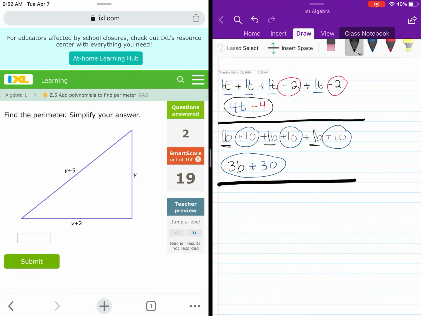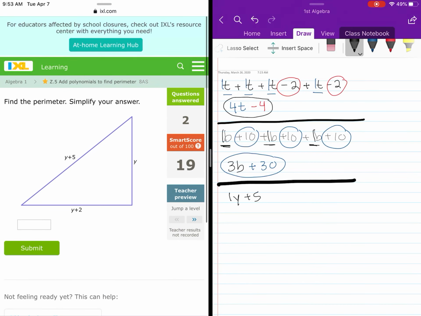Submit that. Okay, so here, same thing, you're adding all around, find the perimeter. So I'm going to go ahead and write the 1 from the beginning. So 1y plus 5 for this side right here. And then plus 1y plus 1y plus 2. So I've added all of these together now.